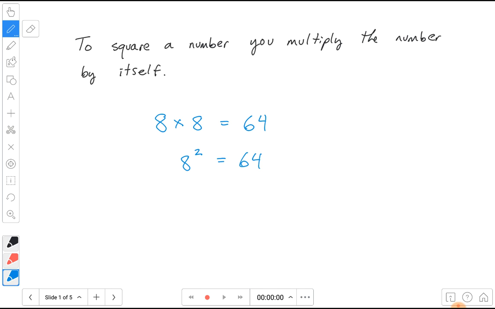We can do this with any number. So 12 squared means 12 times itself, and 12 times 12 is 144.